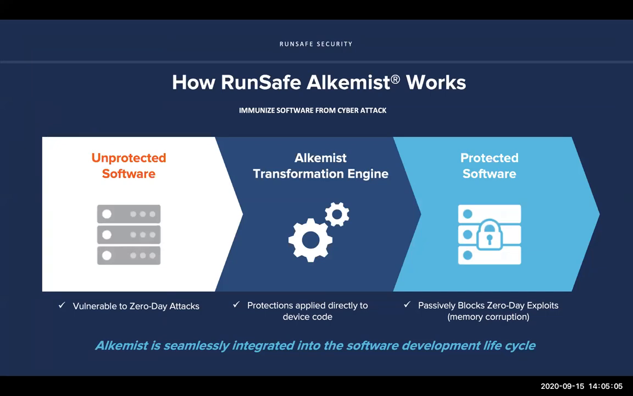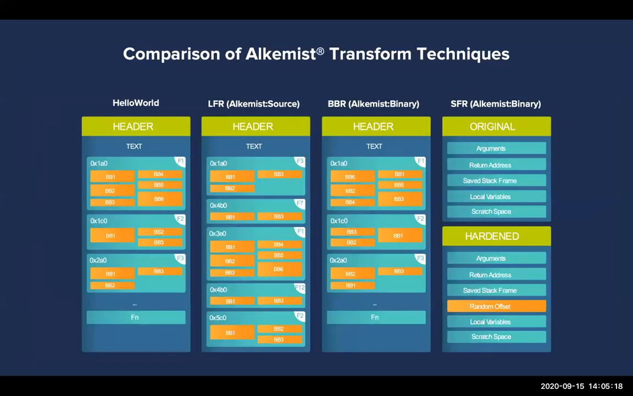At a super high level, RunSafe Alchemist works by taking in unprotected software, either source or binaries, transforming them, and then producing protected software. That transform looks a little bit different based on what technique is being applied. So we're going to get really technical really quickly, and we're going to stay here throughout the rest of the presentation.